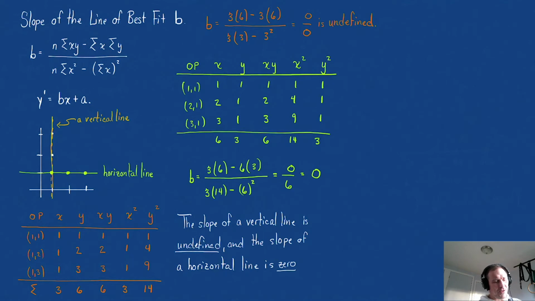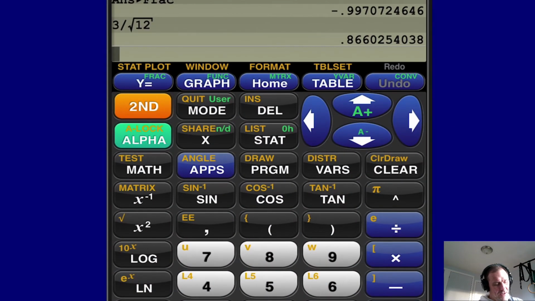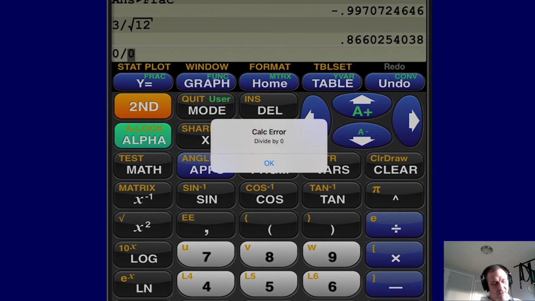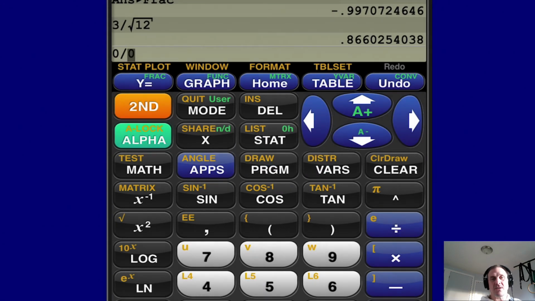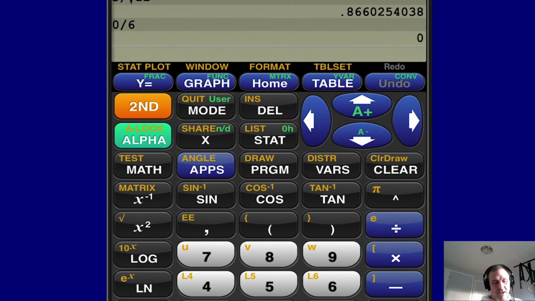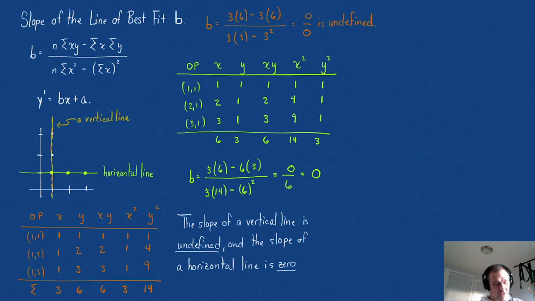Now, if you have trouble with this, I'd like to show you something. Let's come over here to our calculator and let's take a look. If I type into the calculator 0 and I divide it by 0, look at what I get. Calc error, divide by 0. The calculator is telling you that something's wrong. You can't do it. Now let's try 0 divided by 6. That was our horizontal line. And look at that. It gives us 0. And the point is that those are two very, very different numbers. And that is the way mathematics explains those numbers. So always be aware of that.